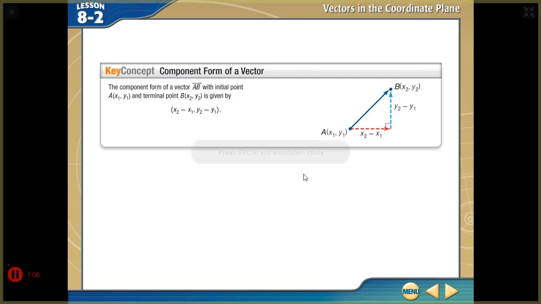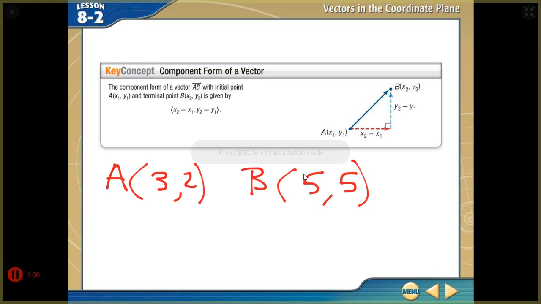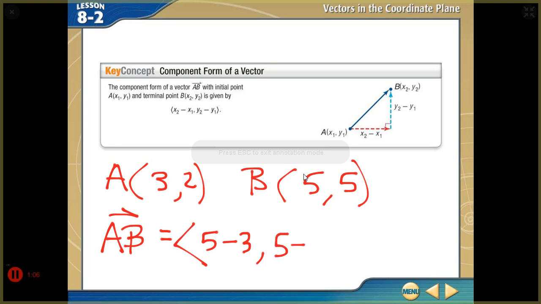So if we were to take 2 points, so if point A was (3, 2) and point B was, let's say, (5, 5), those are points in a coordinate plane. If I'm looking at the vector AB, so going from A to B, that is going to equal, as a component, I'm going to subtract my x values, so 5 minus 3, and then I'm going to subtract my y values, 5 minus 2, and then I will get, as an end result, the vector <2, 3>.